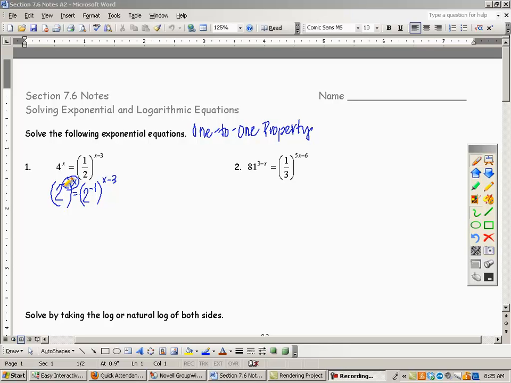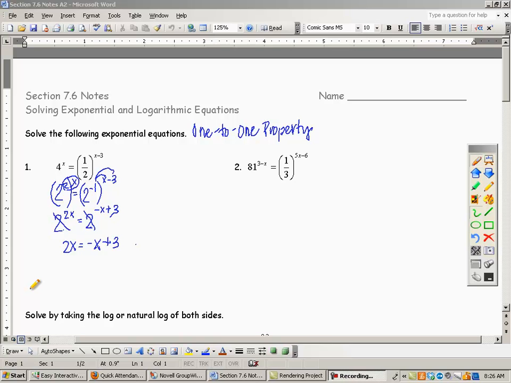Now, what do I do with the exponents? I multiply them. So 2 to the 2x equals, and here I've got to distribute the negative 1, 2 to the negative x, and negative 1 and negative 3 makes plus 3. Now, according to the one-to-one property, and this is why we do this, if their bases are the same, then I can cancel them out because then their exponents must be equal. So I have 2x equals negative x plus 3. You can only cancel bases if they are the same number, or you can make them the same number.